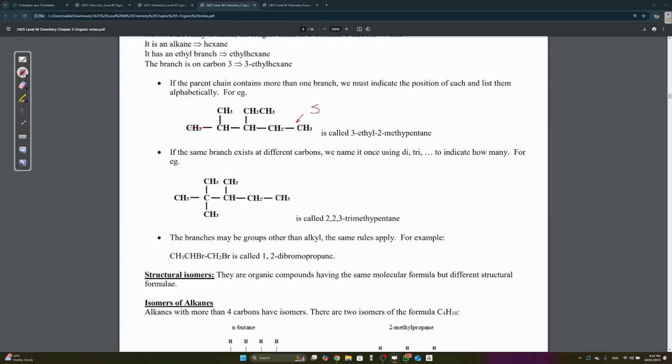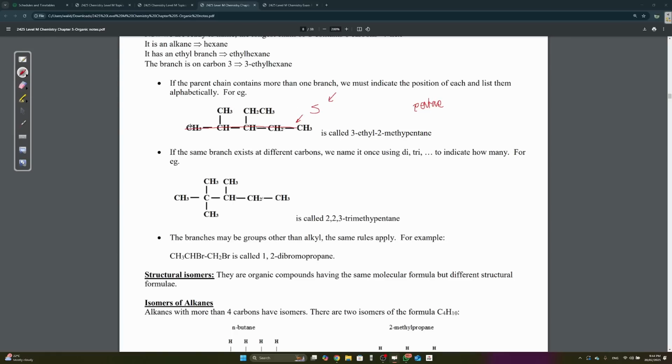Okay, and then this is 3. Let's just take the longest chain. The longest chain is this one. So we have 5 carbons in our longest chain. So it should be something pentane, right? Let's take a look. How many branches do we have? We have 2 branches now. So this is the first time we see this.